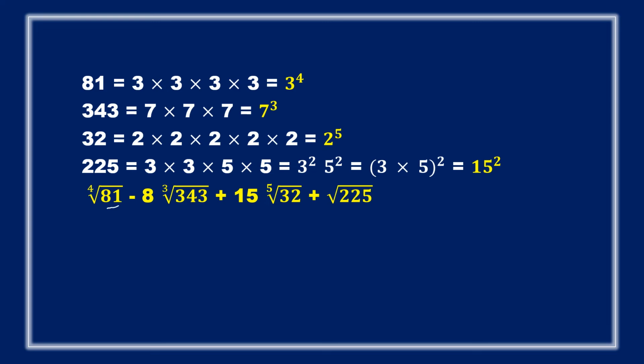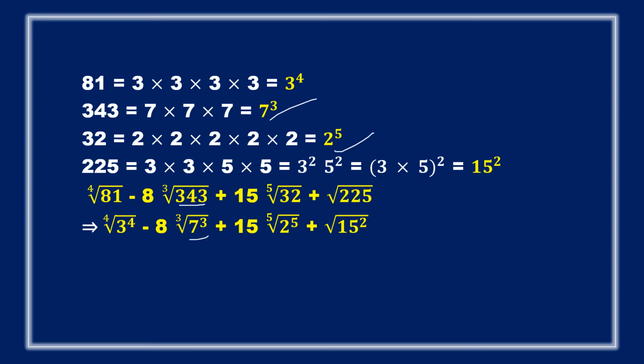Now instead of 81, I can write 3 power 4, right? So I write 3 power 4, and for 343 I got 7 cube, so I wrote 7 cube. Next 32, I got 2 power 5, so I substituted 2 power 5, and 225 means 15 square, so I wrote 15 square.